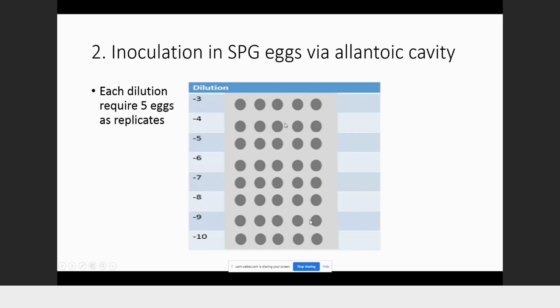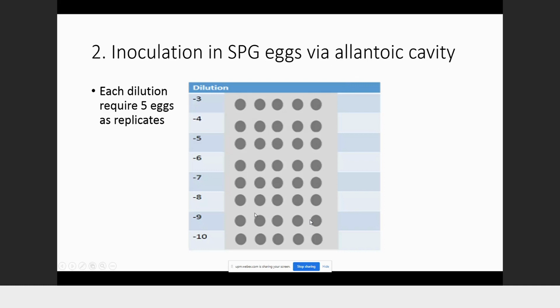Dilution -4, you inoculate in 5 eggs. Each of the dilutions must have 5 eggs as replicates. So you continue until -10. And remember, as I mentioned earlier, you need to inoculate via the allantoic cavity.